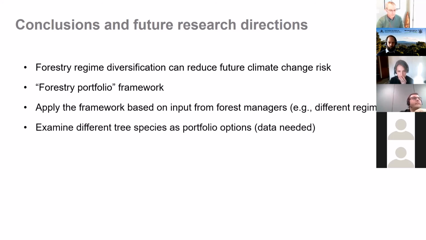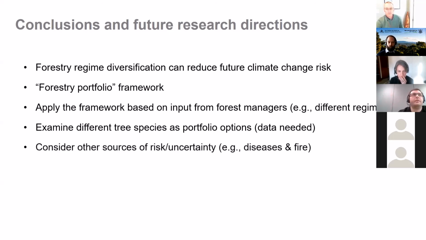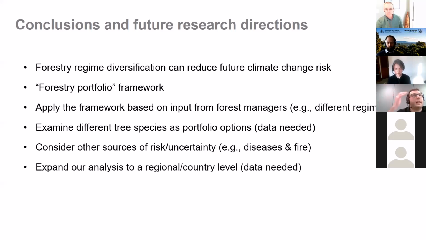We could also examine different tree species as part of the portfolio. We need data for that, but that could be interesting. Not only focusing on Pinus radiata as we did here, we could consider other sources of risk, for example, from diseases and fires, provided that we can simulate how those are going to look under the different RCPs. And we could expand our analysis to a regional level or even a country level, again, if we have the data to do so.